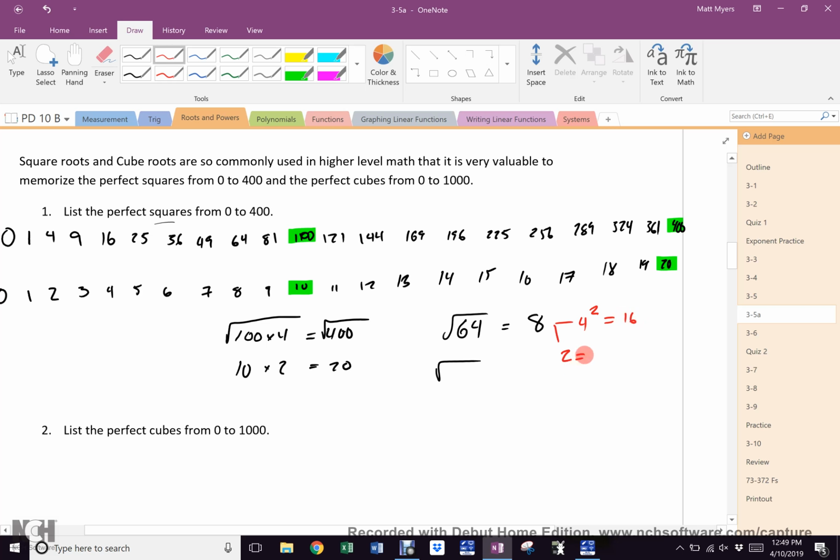16. What is 2 squared? 4. What is 16 times 4? 64. 16 times 4. What's the square root of 16? 4. What's the square root of 4? 2. 4 times 2 is 8.